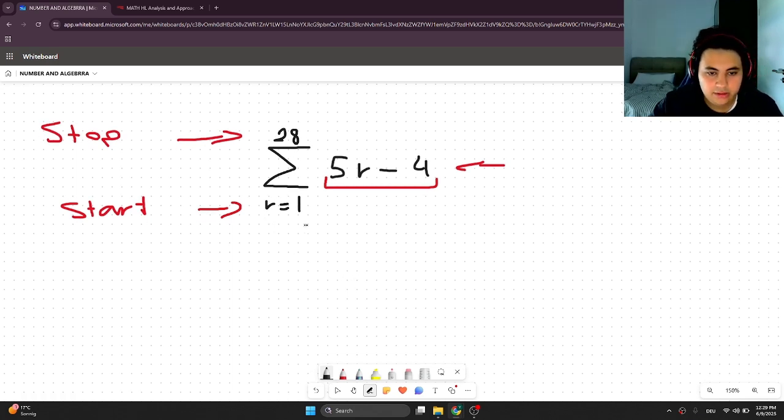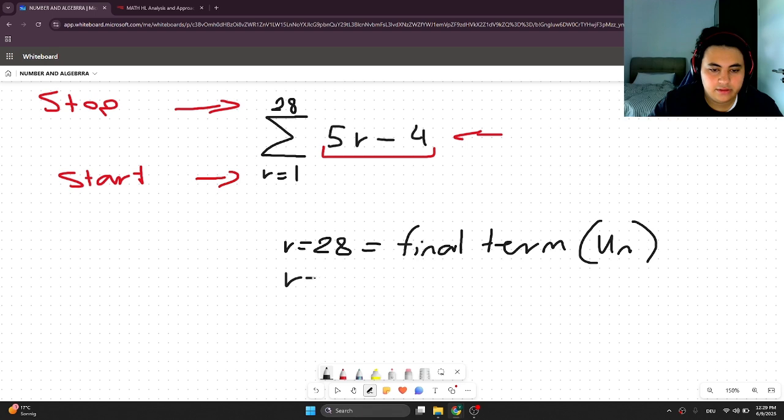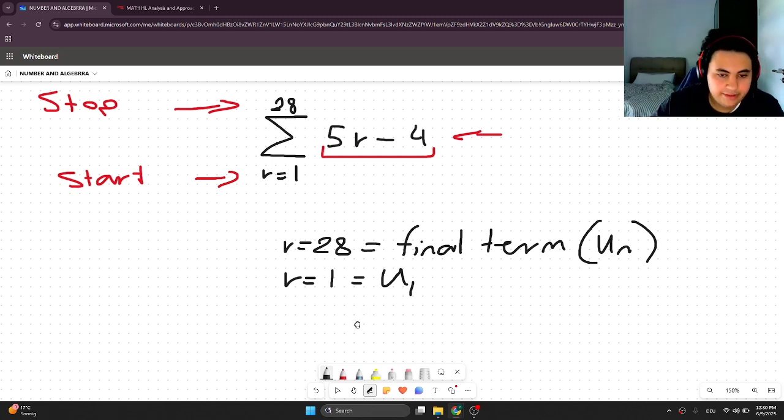So you start by plugging r is equal to 1 into here, and then you're going to keep on going until you reach r is equal to 28, yeah? After that, you're going to stop, which means r equals 28 is our final term. And the final term is also known as un, the nth term, right? So r is equal to 1 is our first term, u1. So from this, we can find what we need very easily, right?